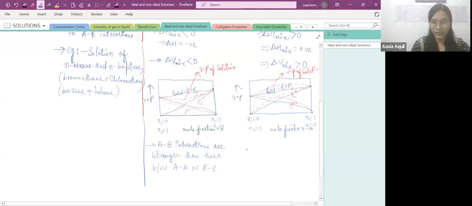But in positive deviation, the AB interactions are weaker than those between AA and BB.